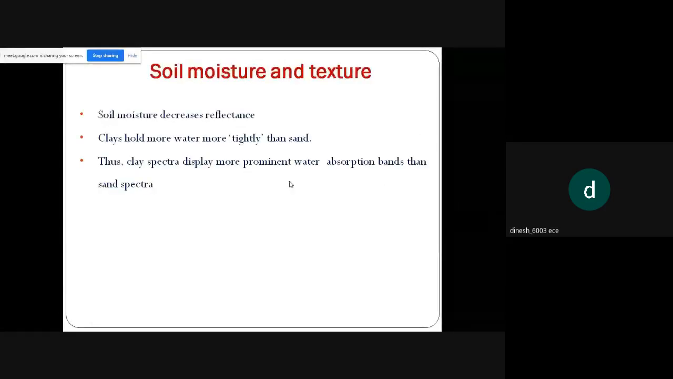Soil moisture will always decrease the reflectance, because if soil moisture increases, water content will be present, so it will decrease the reflectance. Clay will hold more water tightly than sand, because when you pour water on sand, it will not absorb the water, it will dissipate. The flow of water will run very easily inside the sand, whereas clay will absorb water more efficiently than sand, so it will hold the water tightly. So the presence of soil moisture is higher with decreasing reflectance, meaning that clay will have more soil moisture. So the clay spectra will display more prominent water absorption bands than the sand spectra.